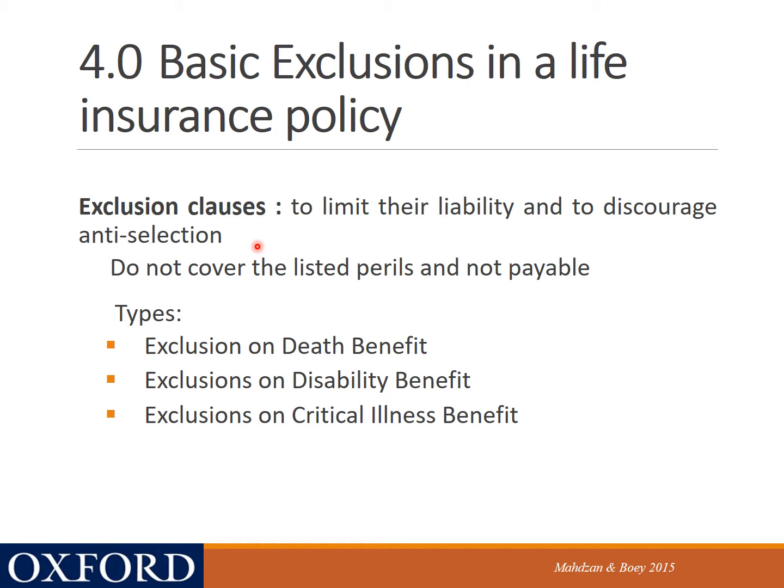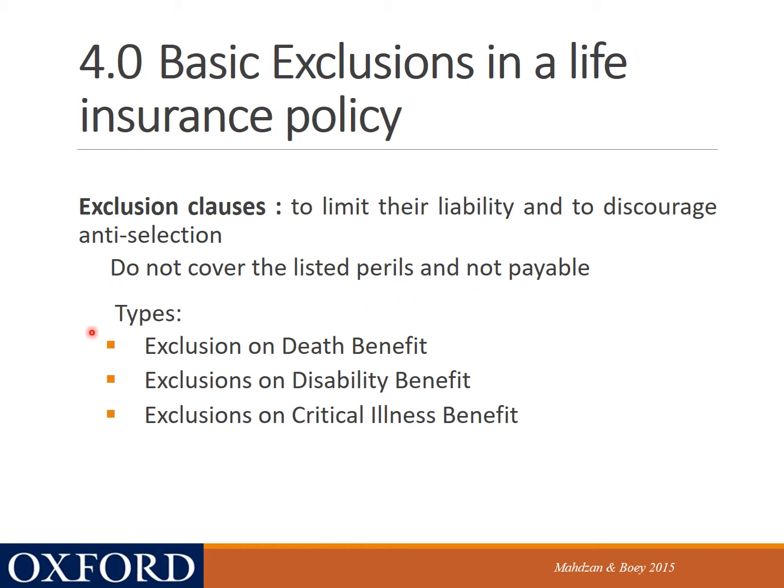So of course people with a certain illness, or who feel that something's wrong with them, feel that they should purchase insurance. So there is a tendency for anti-selection, or adverse selection. The high risk people would tend to buy insurance compared to the healthy people. So basically exclusion clauses are to discourage anti-selection and also to limit the liability of insurance companies. They do not cover certain listed perils, which are not payable.